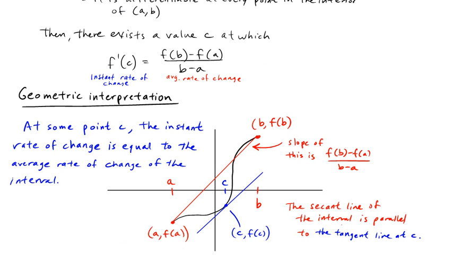Geometrically, you can interpret it this way. If you were to plot the function at the endpoints, so at a, f of a, and at b, f of b, obviously the slope of this line would be the average rate of change, or the slope of the secant line. There's going to be some value c in between a and b, where if you were to take the derivative of the function at that point, or in other words find the slope of the tangent line at that point, it's going to be equal to the slope of the secant line from a to b.